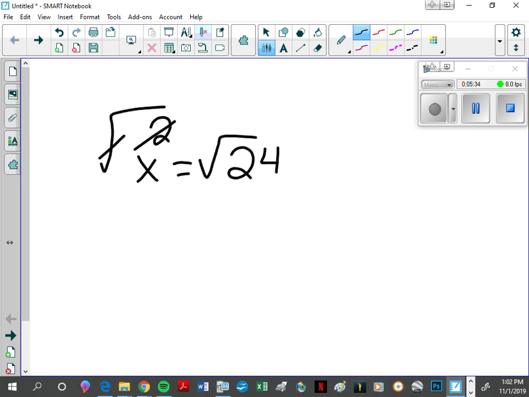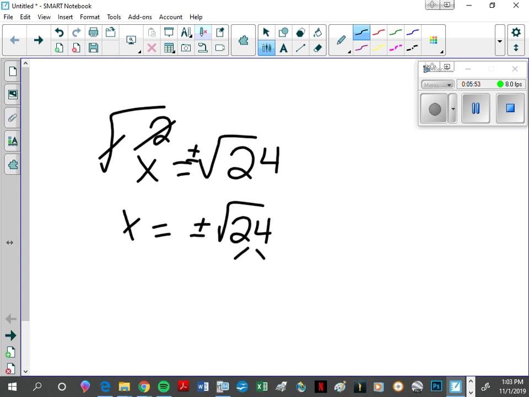This cancels that, and I have to remember the plus or the minus, and I get x equals plus or minus the square root of 24. But like we learned previously, 24 can be simplified. How do we simplify a square root?